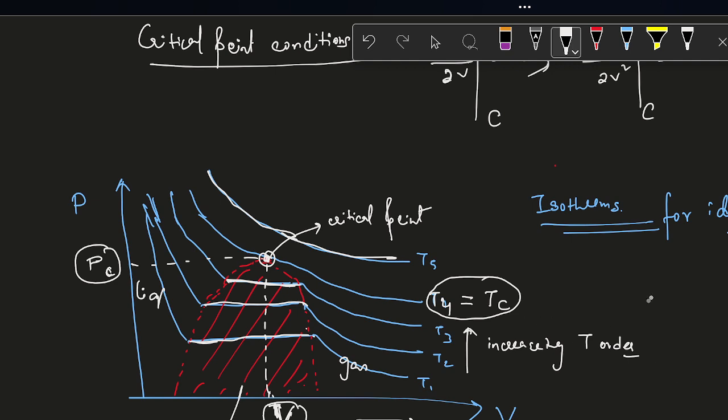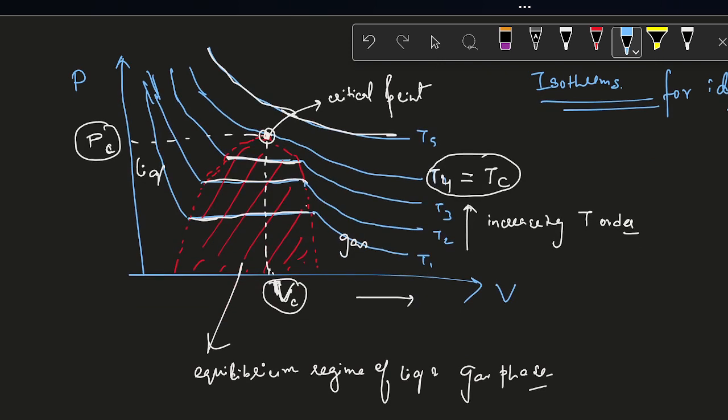Similarly, this is drawn for ideal gas. A similar thing can also be thought of for van der Waals gas. Only the nature of the graph will be a bit different, but the idea of critical point will be just the same.